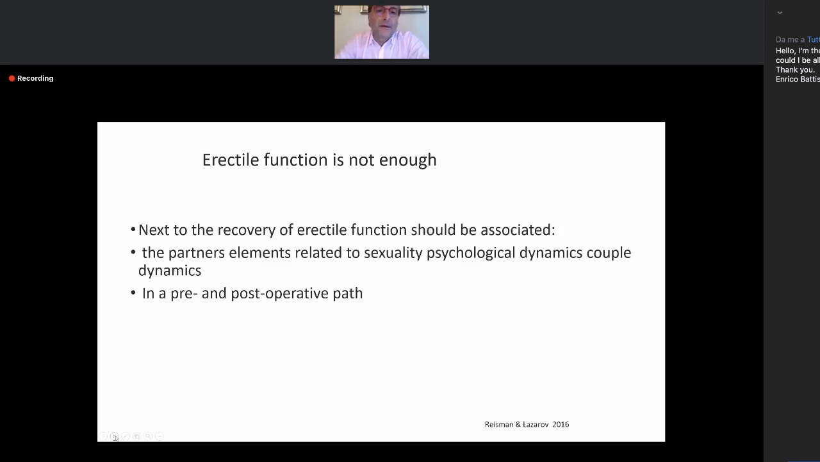Erectile function is not enough, because next to recovery of erectile function should be associated the partner's elements related to sexuality, psychological dynamics, couple dynamics in a pre- and post-operative path. Next.